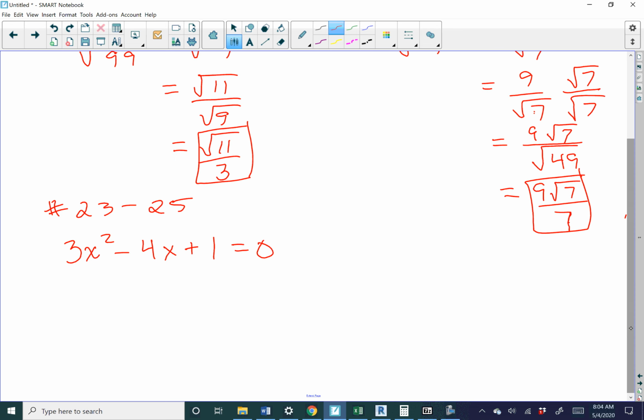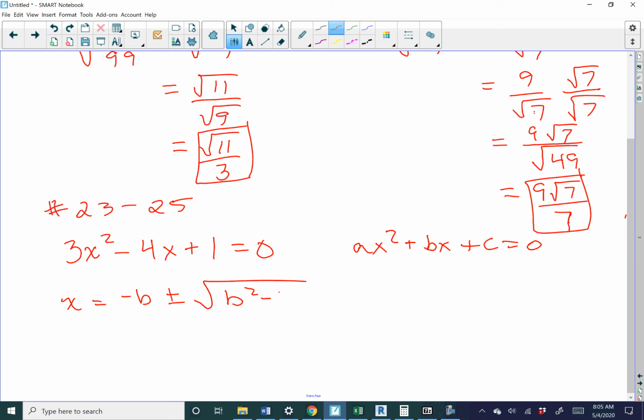All right, and then in the section where you're doing problems number 23 through 25, that's when you get into using the quadratic formula, right? This is ax squared plus bx plus c, that's equal to 0. So quadratic formula, you should have that memorized. Negative b, or opposite of b, plus or minus the square root of b squared minus 4ac all over 2a.